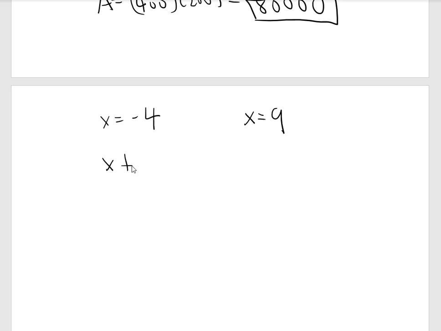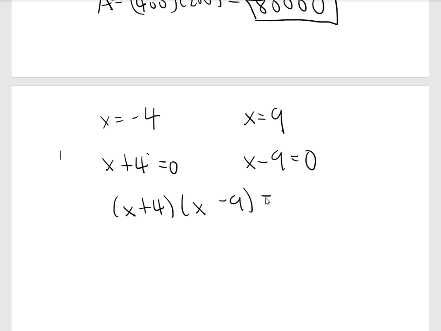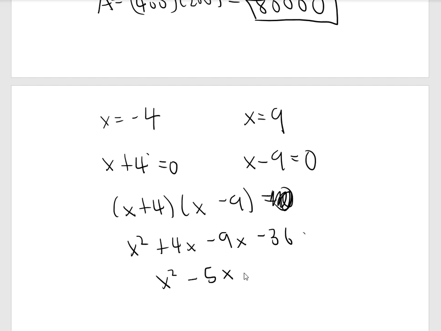So that means that x plus 4 equals 0, and x minus 9 equals 0. So (x plus 4) times (x minus 9) equals 0. So if I FOIL this out, I get x squared plus 4x minus 9x minus 36. Okay? And I can combine these terms now, right? So now x squared minus 5x minus 36. So this is going to be the smallest answer I can get.